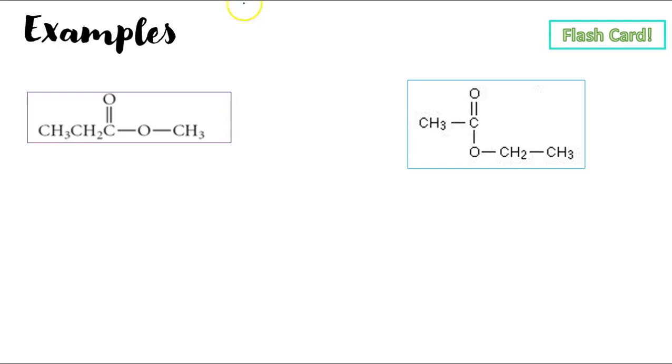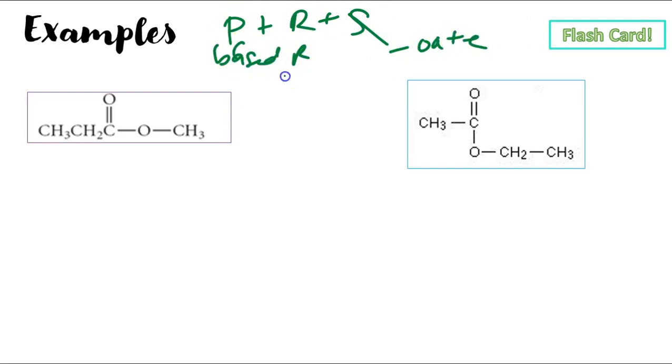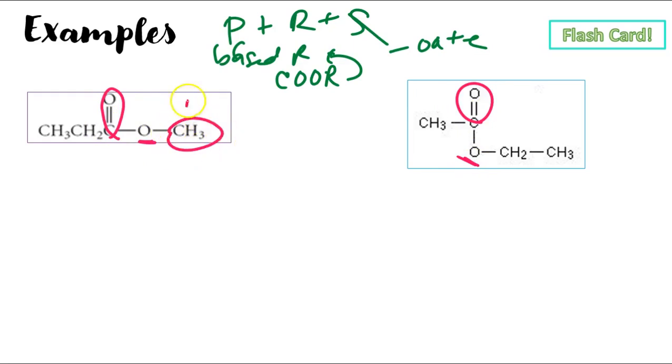Okay, let's get into some examples. First, let's set up our prefix, our root, and our suffix. We know the suffix is going to be -oate. We know the prefix is based on the R group. When you have COOR, the prefix is going to be based on that R group. So we need to definitely identify where the ester portion of these groups are. So of course, I just try to find my carbonyl group. Carbonyl group, carbonyl group. Then I'm going to find my oxygen. Then I'm going to find the R group attached to the oxygen. That's going to help me be able to answer all these questions.